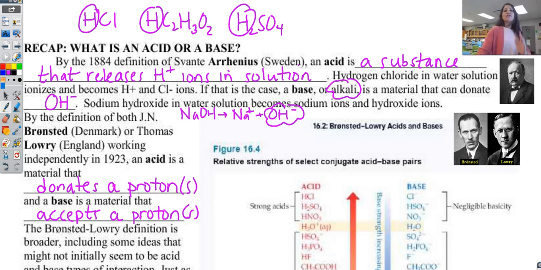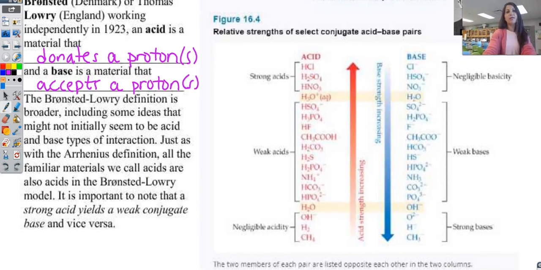Okay, so the Bronsted-Lowry definition is definitely going to be broader. It includes some ideas that might not initially seem to be acid and base interactions. So you might look at it and say, but that doesn't look like a base, so I'm kind of confused. I see the acid, but I'm not really seeing the base. But as long as it's something that's going to accept the proton, then we're going to call it a Bronsted-Lowry base.